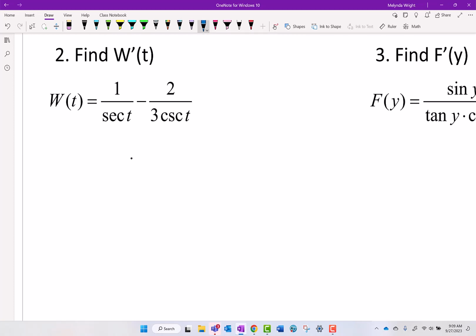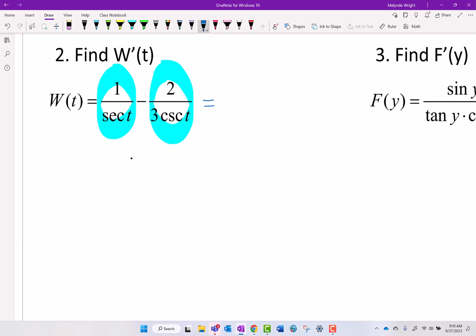So the very first thing I'm going to do is rewrite this subtraction. If I don't, I have to use quotient rule on this and quotient rule on this separately and then subtract the results. Does that make sense? It's a fraction. So I want to avoid that, and I will show you why in just a moment.